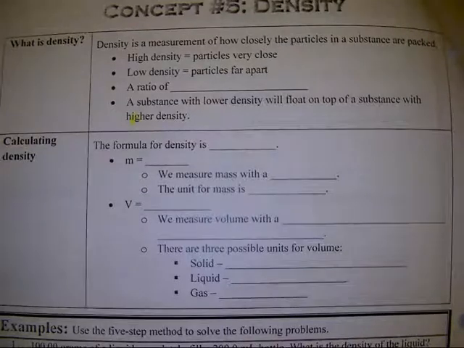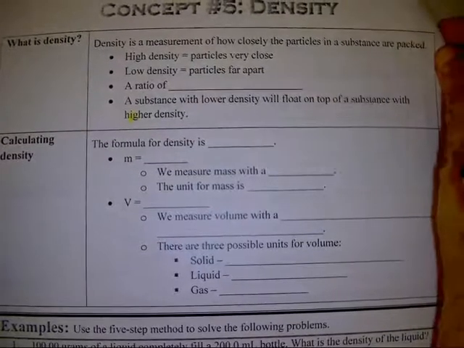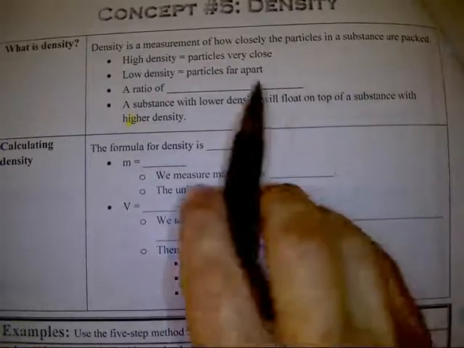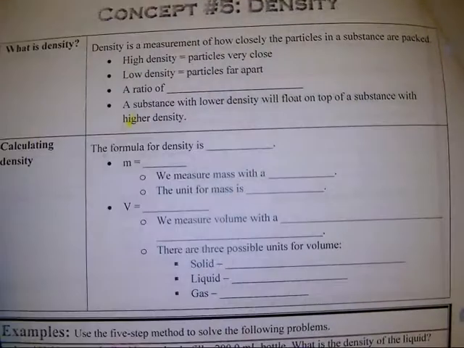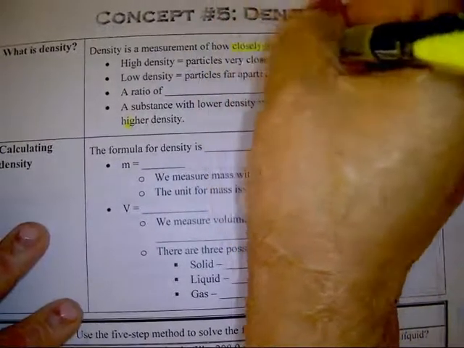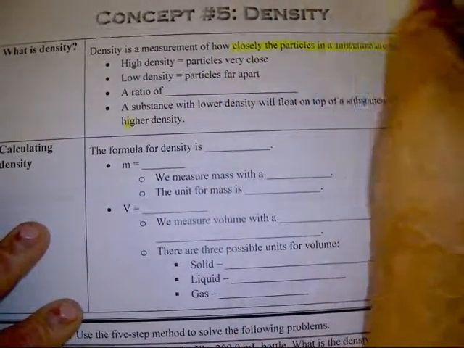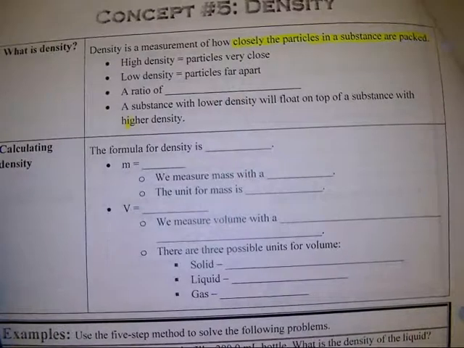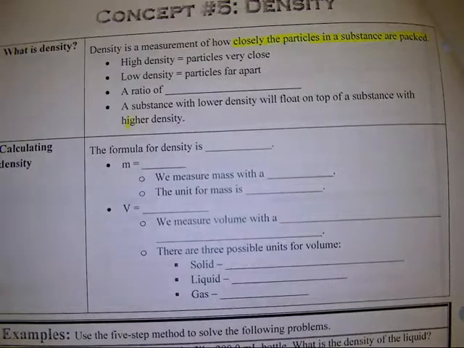Concept 5 is on density. So what is density? Density is a measurement of how closely the particles in a substance are packed. When we talk about density, we are basically saying if the particles are very close together or if the particles are very far apart.